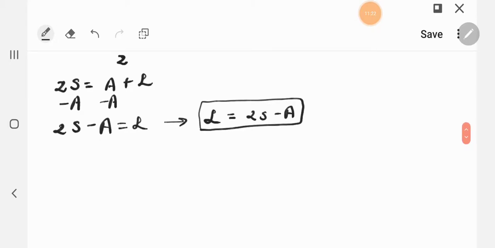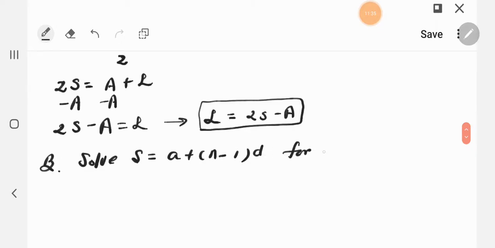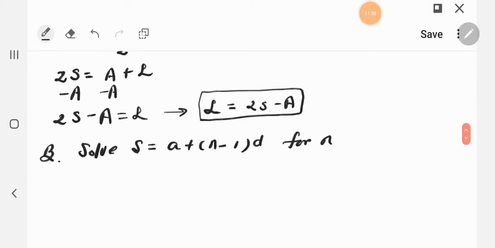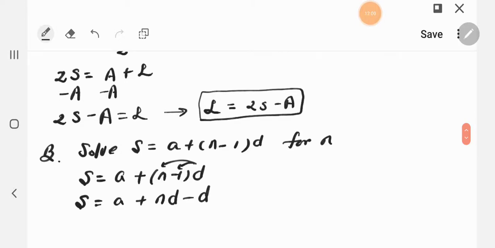Okay, letter B. Now we want to solve the equation S equals A plus (N minus 1) D for the variable N. Now N is inside the parentheses. So first of all, we have to distribute first. Write the equation again, and then what we will do is distribute. So S equals A plus ND minus D.